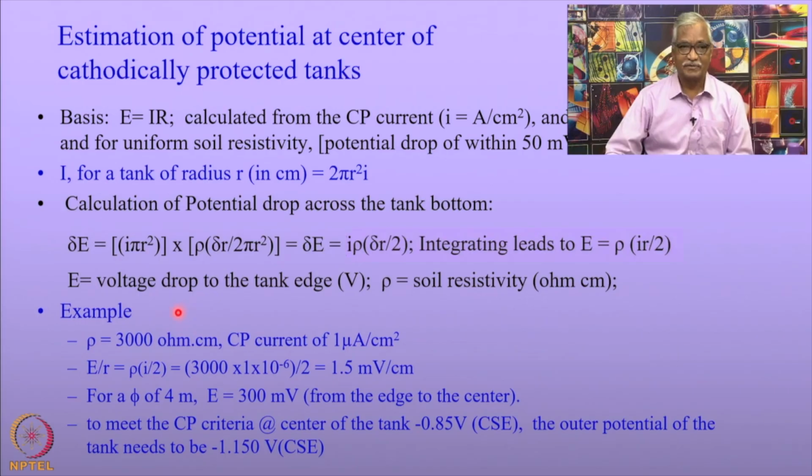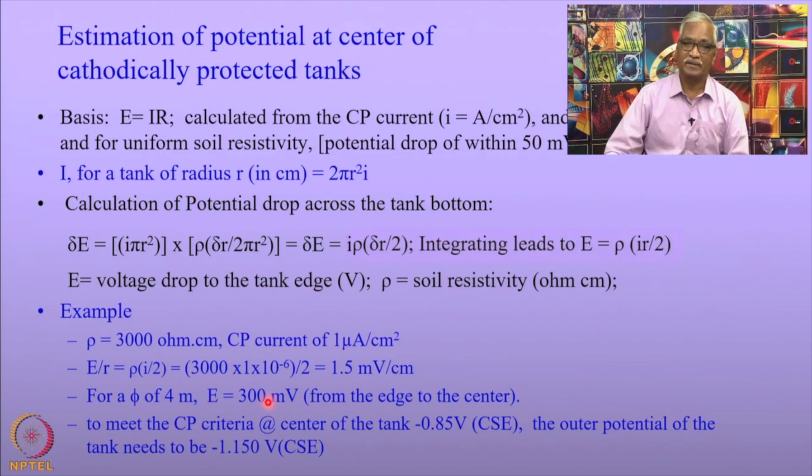Let us consider a case where the soil resistivity is 3000 ohm centimeter and the current required for cathodic protection is 1 microampere per centimeter square. Substituting these values in this equation, it turns out that the potential drop across 1 centimeter is 1.5 millivolt. And for a tank of 4 meter diameter, the voltage drop from the edge to the center turns out to be 300 millivolt.